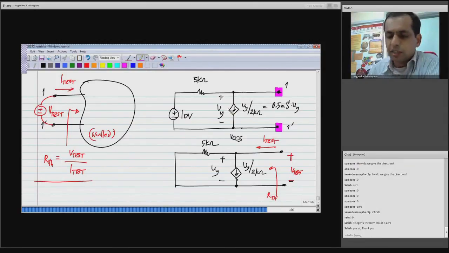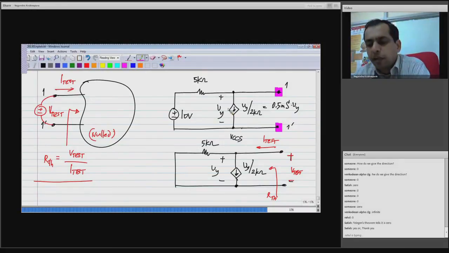Now this is a very simple circuit. But whatever arbitrary connection of dependent sources you have, you can still follow exactly the same procedure. Okay? I hope this is clear. So the procedure is exactly the same. You have to find the resistance between 1 and 1 prime.